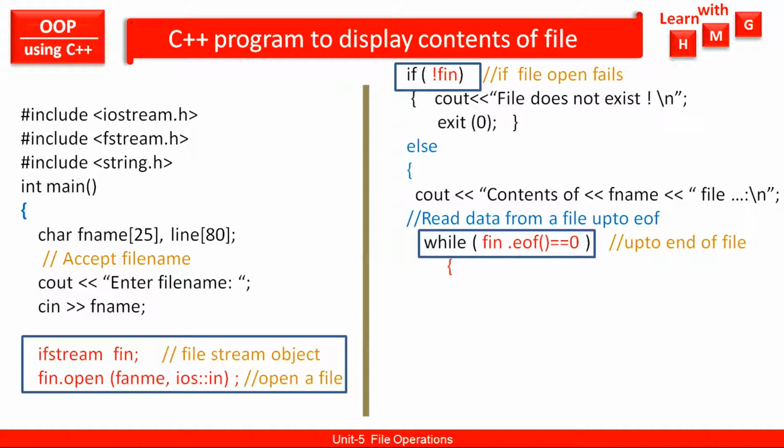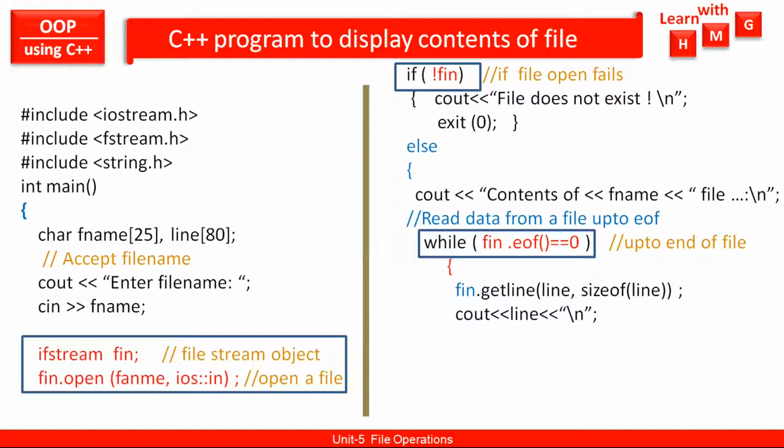Currently the condition is true, meaning it returns 0, so data is available in the file. End of file is not yet detected. Let us read a line using the getline function. Call the getline member function using the fin object, and the line will be read from the file into the line array as per the size, and the same line will be displayed on the screen using cout.